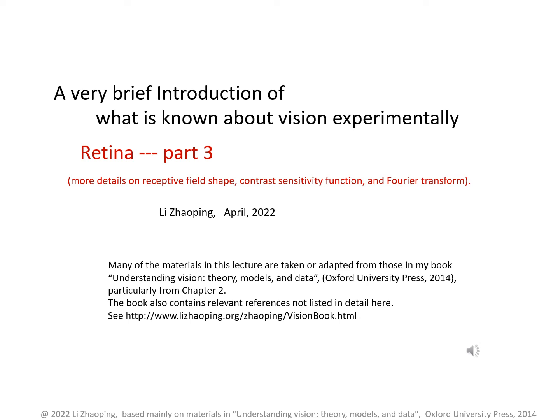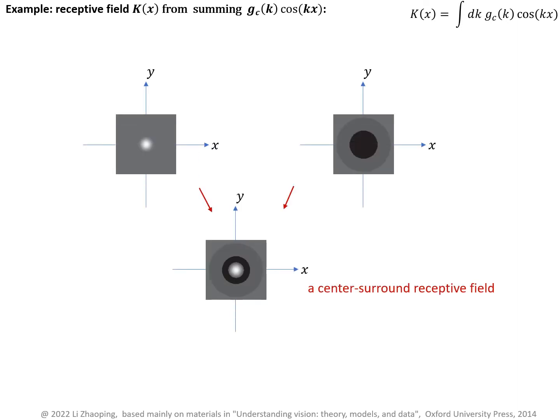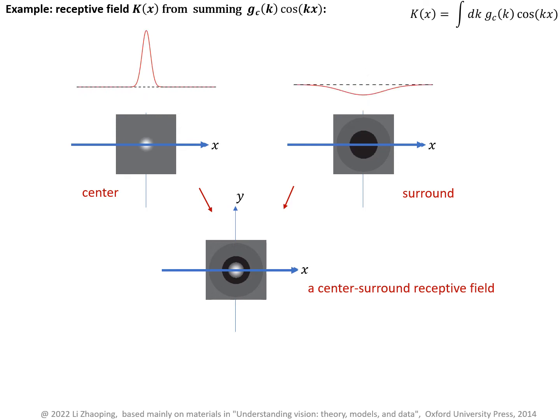Retina, Part 3. Let's use an example to see how to build a receptive field Kx from summing cosine waves. This is our center surround receptive field with its center component and its surround component. Let's simplify to a one-dimensional space only along the horizontal axis. Then the center component has this profile, the surround component this whole profile, and this is the net center surround profile of the receptive field, Kx.